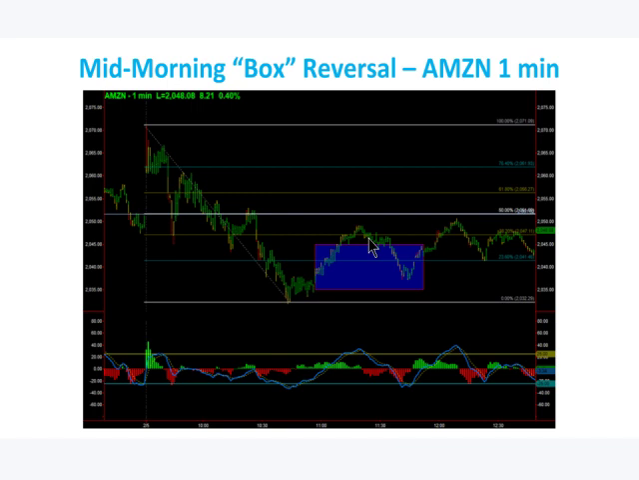So in this case, with this type of trade, it's a 1 minute time frame. We trade a lot of intraday trades in my trading room. This is a mid-morning. We call this kind of a box reversal, in that we're looking for a 50% retracement of the initial move of the day. It comes around anywhere from 10:30 to 11 o'clock, and in this case, we actually get a double bottom here in Amazon, and it reverses up. Now, I believe I have the details on that.